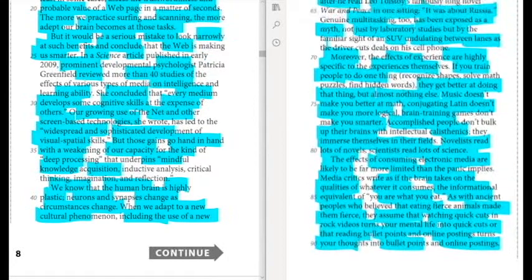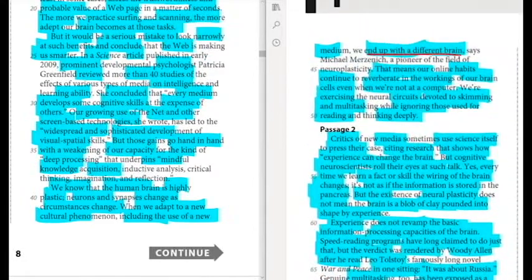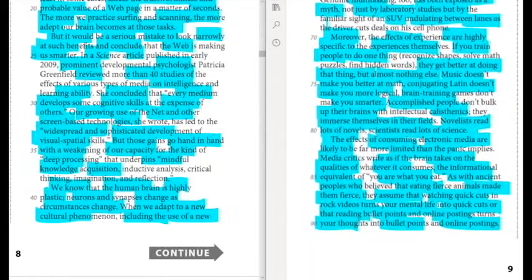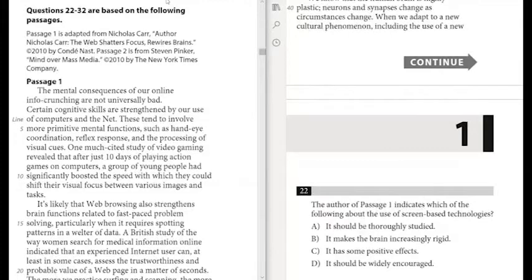So if the first passage said that when you do certain activities, you end up with a different brain, this passage is saying those effects are likely to be far more limited than the panic implies. So let's go ahead and start answering some questions. Question 22. The author of passage 1 indicates which of the following about the use of screen-based technologies.